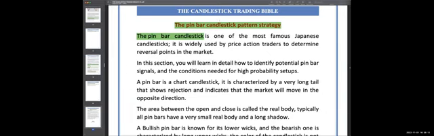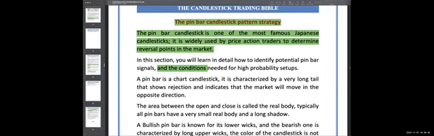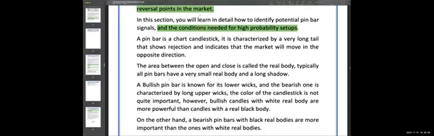The pin bar candlestick is one of the most famous Japanese candlesticks. It is widely used by price action traders to determine reversal points in the market. In this section, you will learn in detail how to identify potential pin bar signals and the conditions needed, right? These conditions need to line up for it to be valid. You do not just trade any pin bar, right? You just need to have certain confluences which line up before you execute. So you learn how to identify the conditions needed for high probability setups.